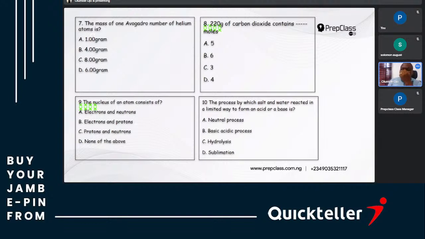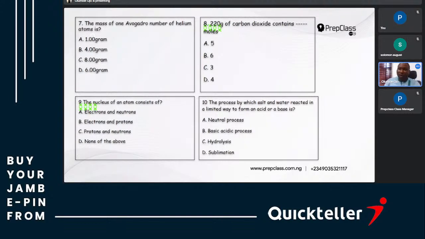Number 8 says 220 grams of carbon dioxide contain dash moles. Now we have 7 formulas for number of mole. Number of mole can be mass over molar mass. Number of mole can be volume over GMV. Number of mole can be number of protons over Avogadro constant. Number of mole can be concentration times volume. Number of mole can be number of electrons over Avogadro constant. Number of mole can be number of particles over Avogadro constant. So we have 7 rules for number of mole.